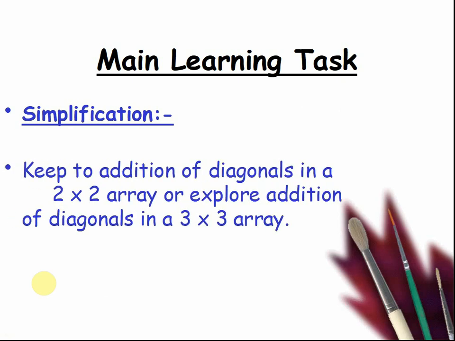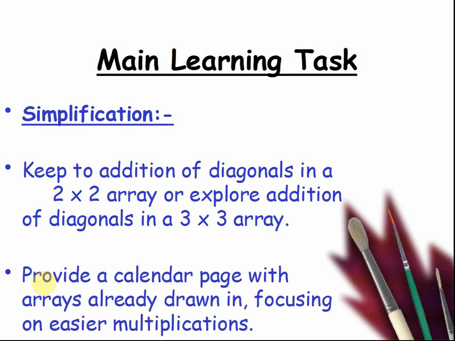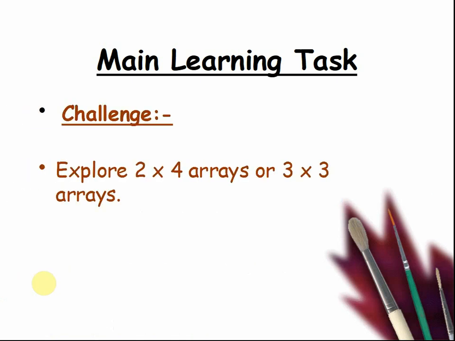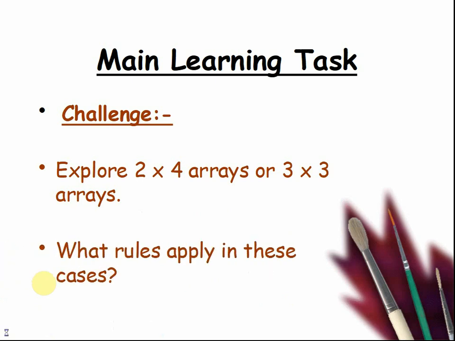Simplification. Keep to addition of diagonals in a 2 times 2 array, or explore addition of diagonals in a 3 times 3 array. Provide a calendar page with arrays already drawn in, focusing on easier multiplications. Challenge to make it harder. Explore 2 times 4 arrays or 3 times 3 arrays. What rules apply in these cases?